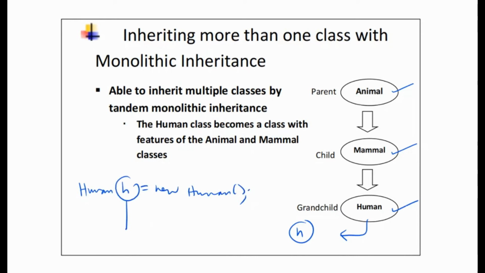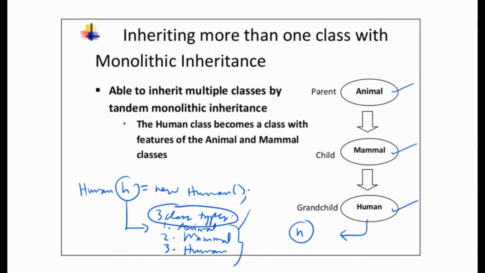So H has three types. It is considered type animal, type mammal, and type human. Since it has three class types, it's like it has three forms. Thus, the term polymorphism.